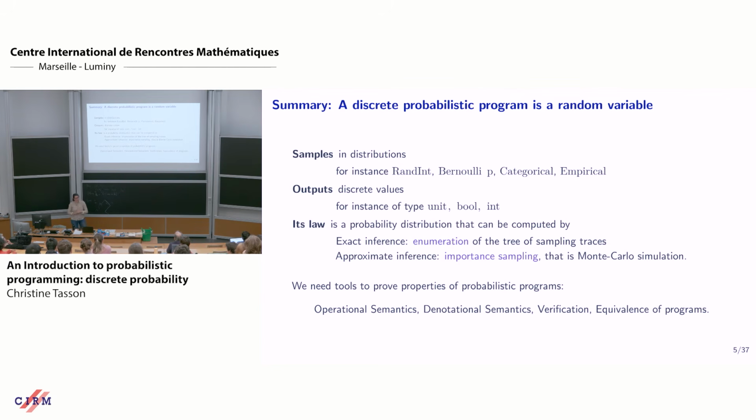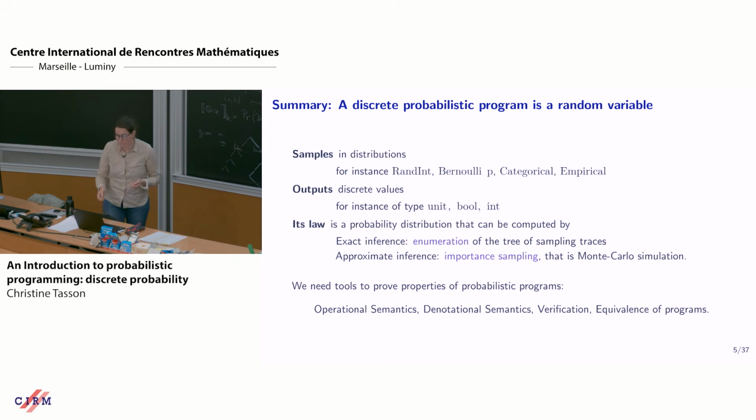But we need to prove some properties on our programs because we are in the programming language community, so we love to transform programs, compile them, and do many proofs on them. So we will need operational semantics, denotational semantics, verification techniques and equivalence of programs. So that's the subject of the courses this week, but we need some introduction before moving to the next sections.